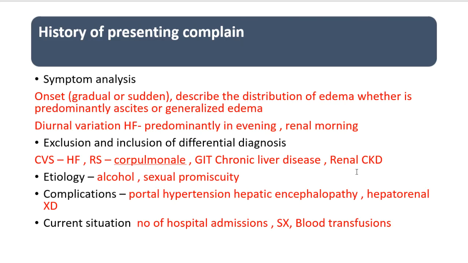Then the complications. So what are the complications you can get, right? You have to ask about the complications. For example, these patients might have portal hypertension. Then with the portal hypertension, they might get hematemesis and melena, right? Then the patient might get hepatic encephalopathy.